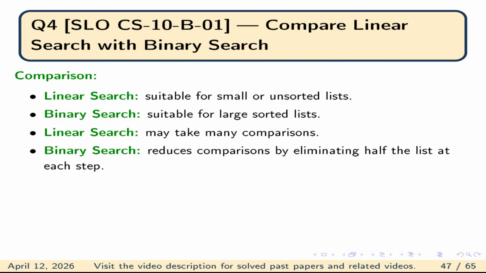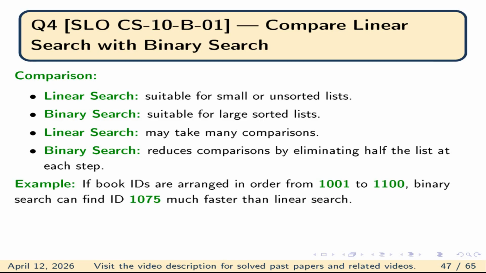Compare linear search with binary search. Comparison: linear search is suitable for small or unsorted lists. अगर small list होगी, unsorted list होगी, then linear search is the best. Binary search is suitable for large sorted lists. Linear search may take many comparisons. Binary search reduces comparisons by eliminating half the list at each step.